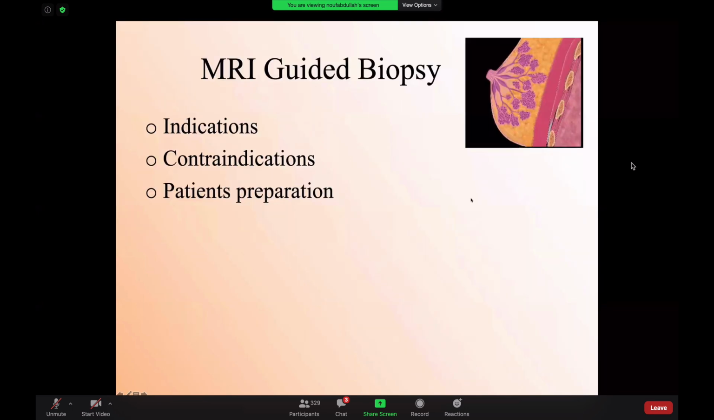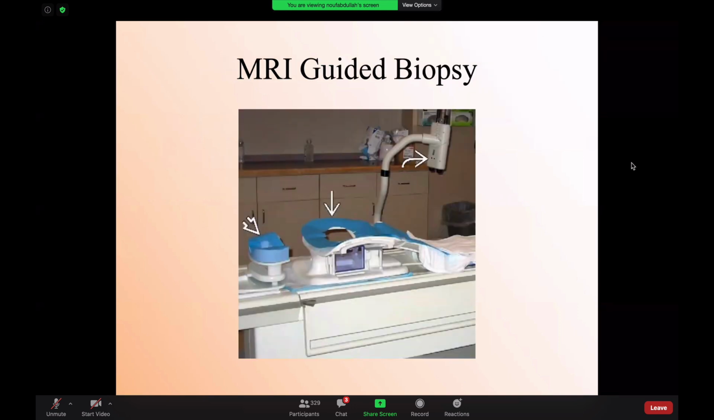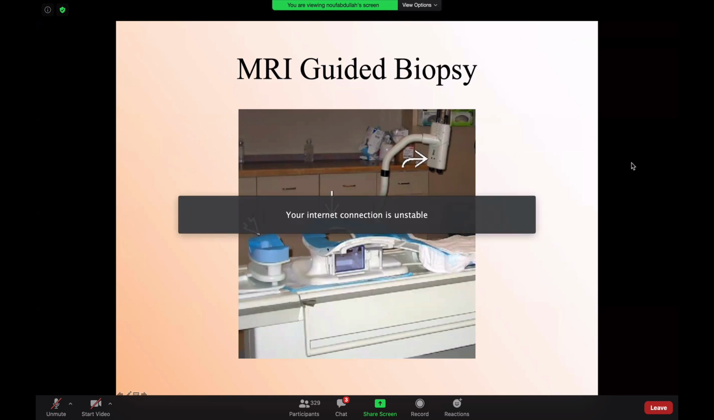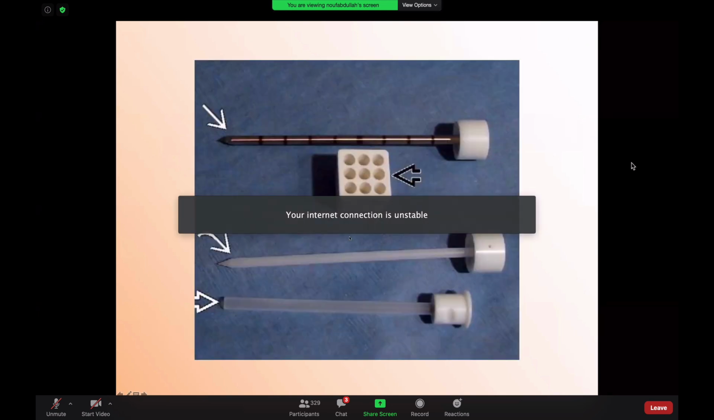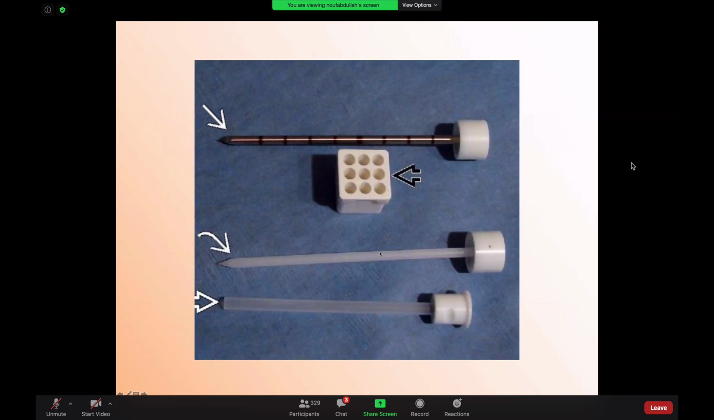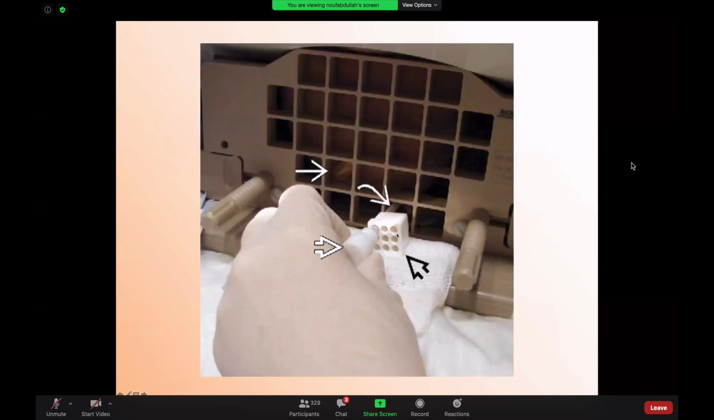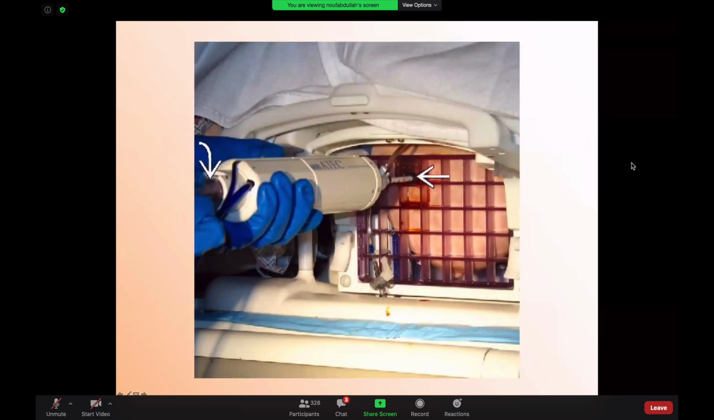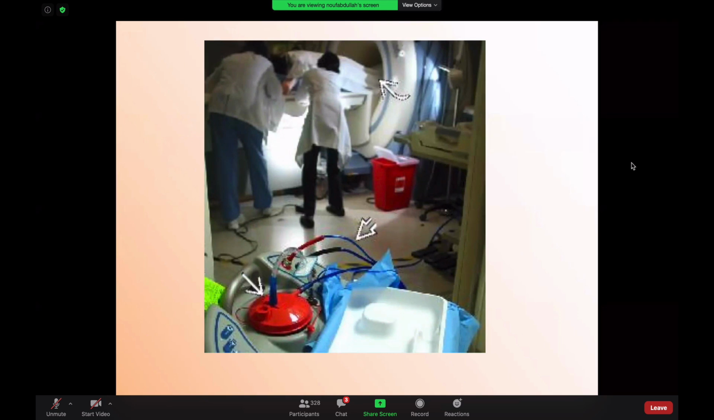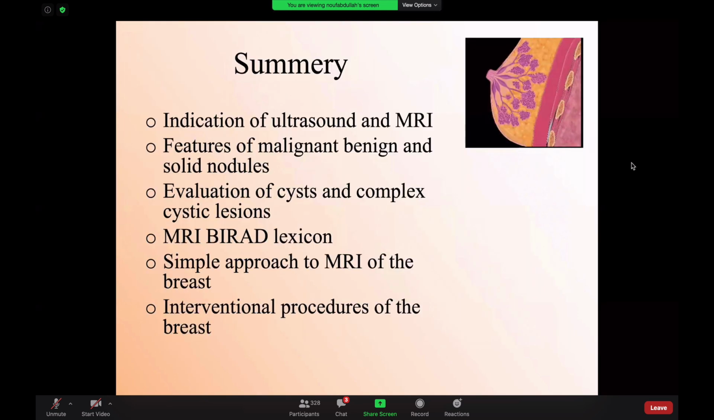So when do we use MR-guided biopsy? We use it in cases of a lesion or non-mass-like enhancement being only visualized on MRI. This is how it looks like. The breast coil, patient will be lying here, her head will be here, breast will be hanging here, and this is the piece that we use in cases of MR-guided localization. We will put this piece, we will identify the location of the lesion, and then we will do the biopsy. I will not explain to you the details of the procedure, but this is how we do it.